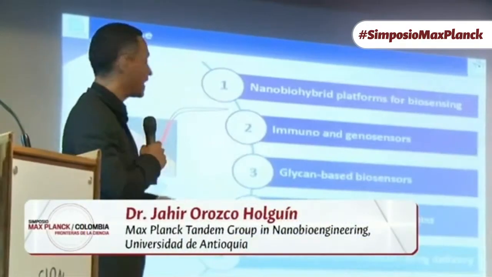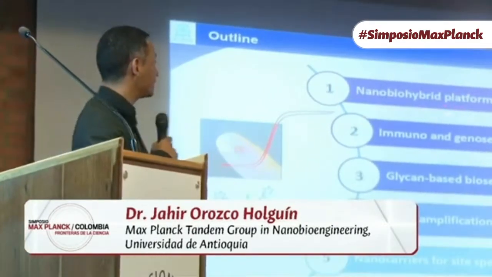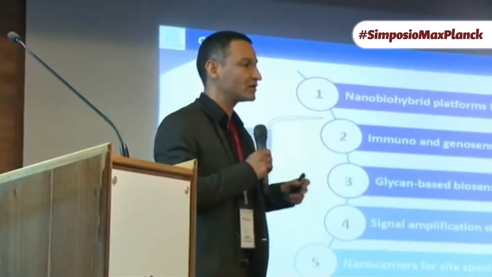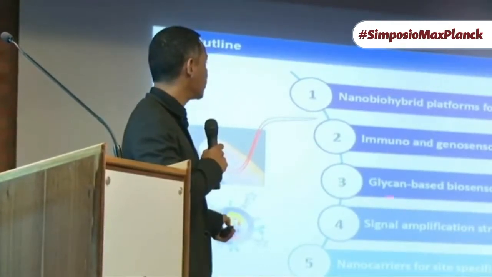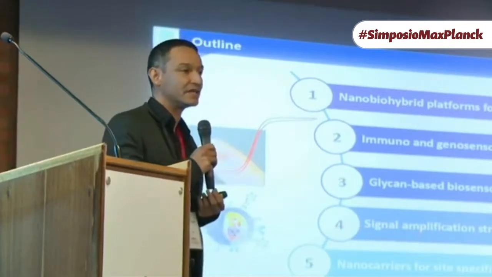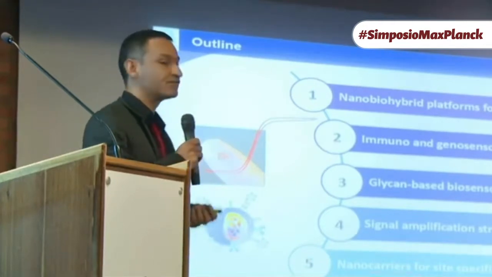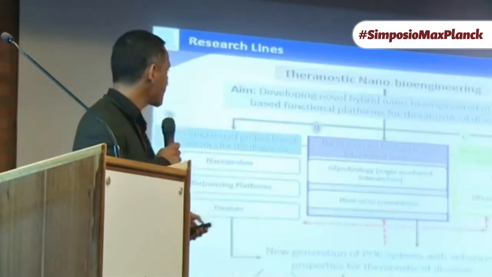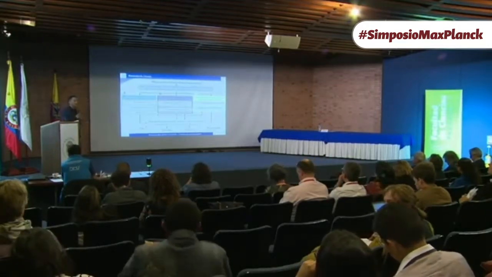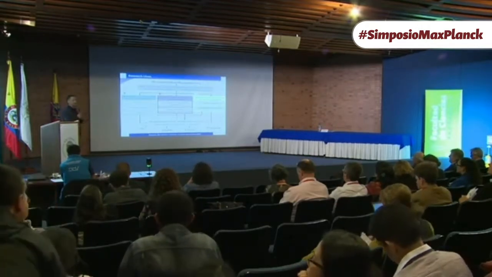So today, I divide the presentation into 5 topics. I'm going to talk about nanobiohybrid platforms for biosensing. I have 3 examples of how we can develop biosensors based on immuno, geno, or sugar-based biosensors, an example of how we amplify signals in biosensing, and a couple of examples of how we develop nanocarriers for specific drug delivery.